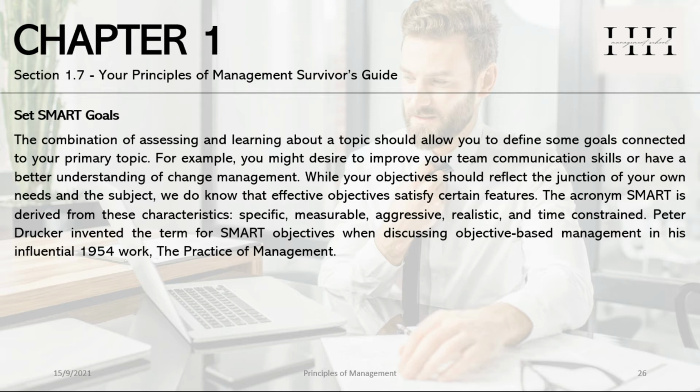Set SMART goals. The combination of assessing and learning about a topic should allow you to define some goals connected to your primary topic. For example, you might desire to improve your team communication skills or have a better understanding of change management. While your objectives should reflect the junction of your own needs and the subject, we do know that effective objectives satisfy certain features. The acronym SMART is derived from these characteristics: specific, measurable, aggressive, realistic, and time-constrained. Peter Drucker invented the term for SMART objectives when discussing objective-based management in his influential 1954 work, The Practice of Management.